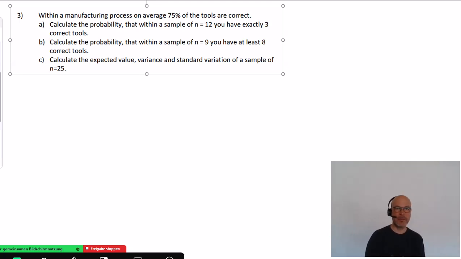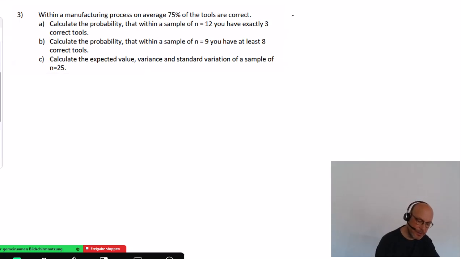Calculating the probability that within a sample of n equals 12, you have exactly 3 correct tools. Well, we have again an experiment with an outcome 0 and 1. 1 means again success, so correct. And on average, we have with 75% a correct tool. And this means we have to apply the binomial distribution.